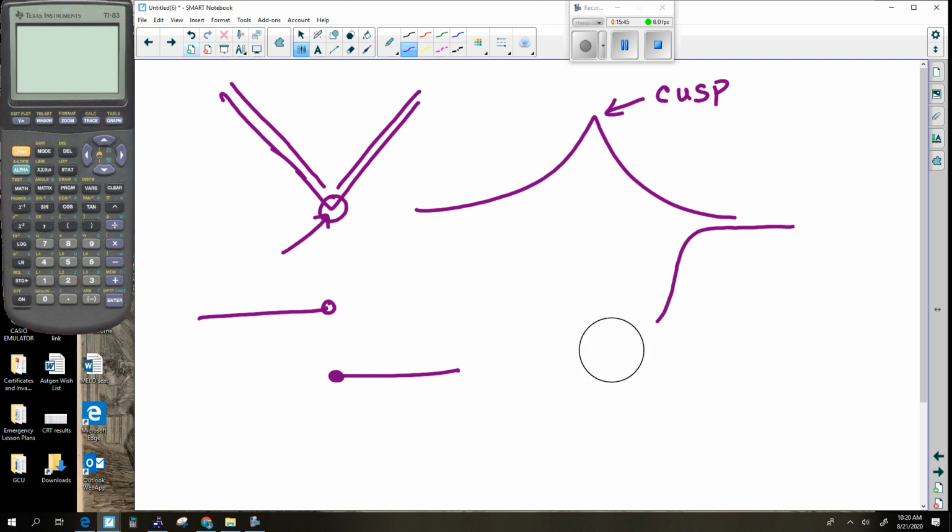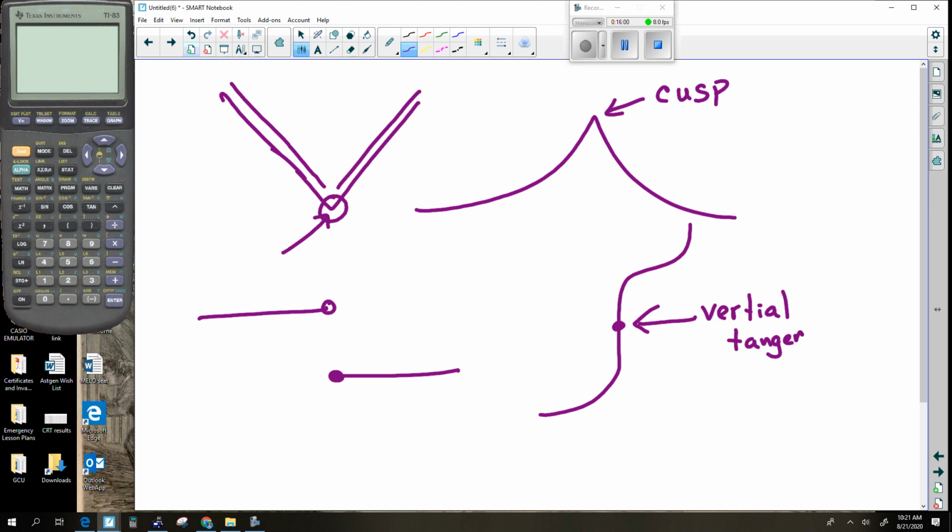I didn't really do a good job here. Let me try that one more time. It's not differentiable at places that would technically have a vertical tangent. Okay, it's not differentiable at a vertical tangent. Those are the non-differentiable places, non-differentiability. So corners, cusps, discontinuities, and vertical tangents. Those are the big no-nos where they're not differentiable.